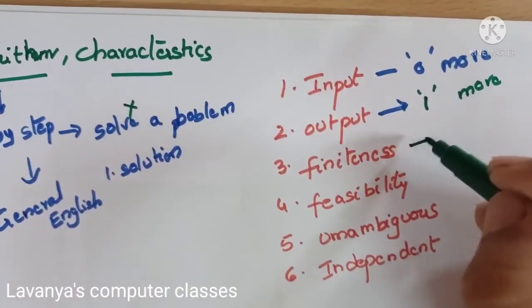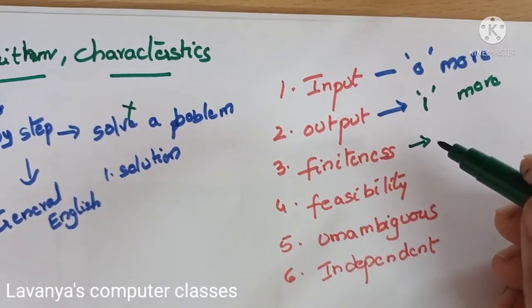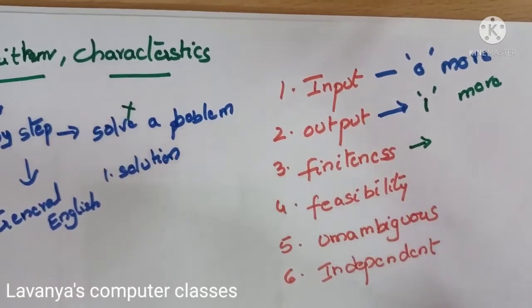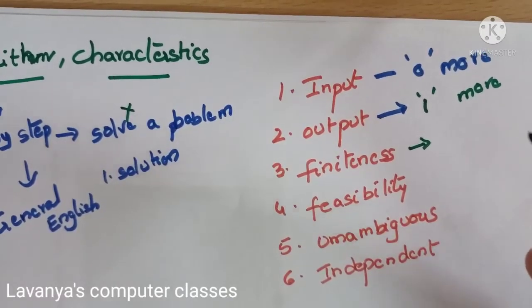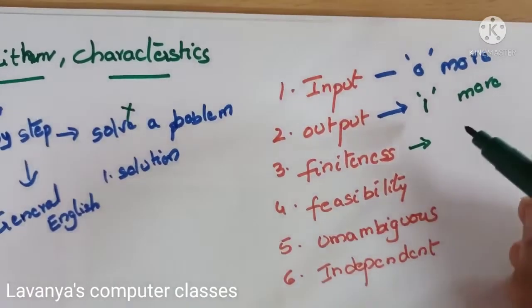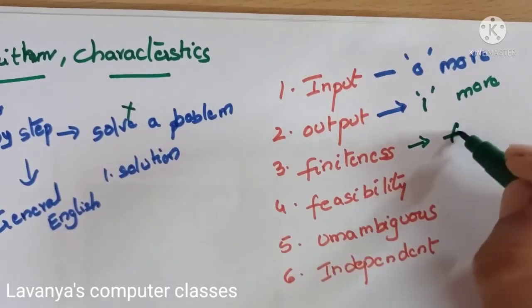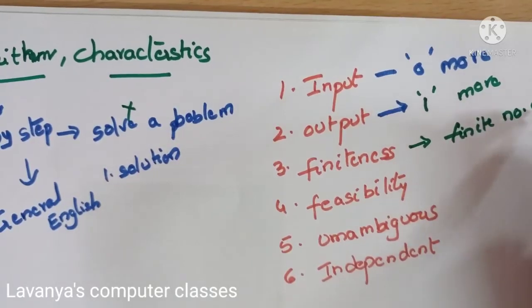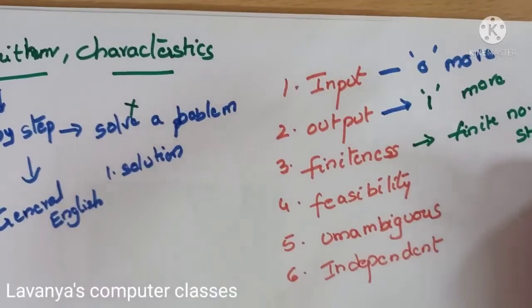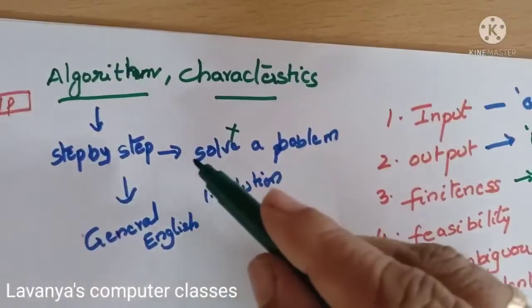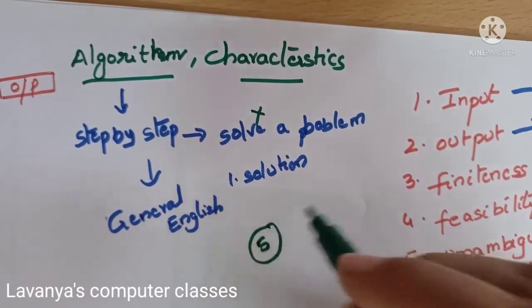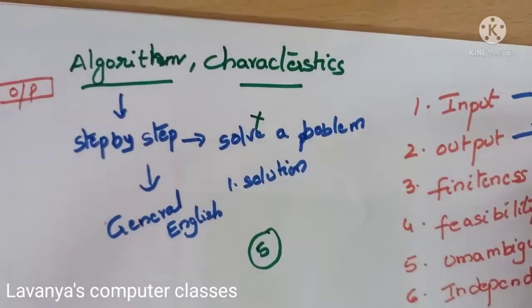So what is the meaning of finiteness? It means every algorithm must terminate after a finite number of steps, because in the definition I said it is a step-by-step procedure. So how many steps? 10, 12, 15 or 100, any number of steps. But the only thing is you have to terminate at one point. So if you are writing an algorithm, it must terminate after reaching some number of steps. That is why it is called finiteness.